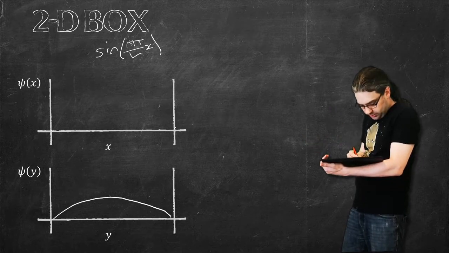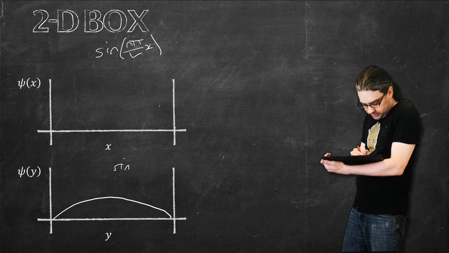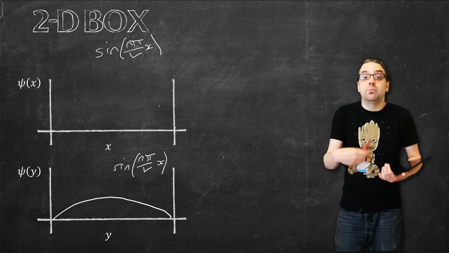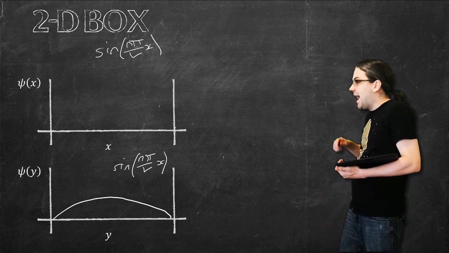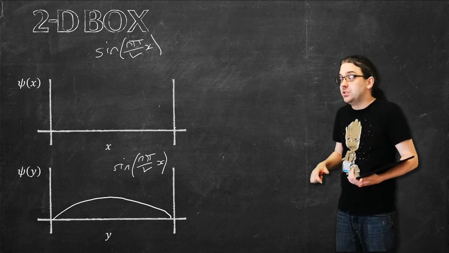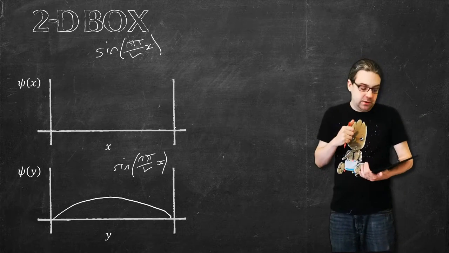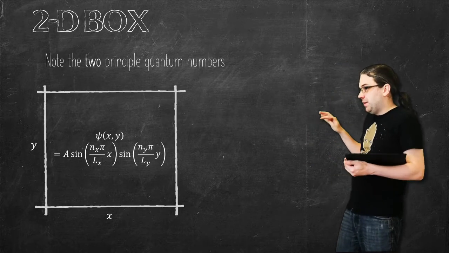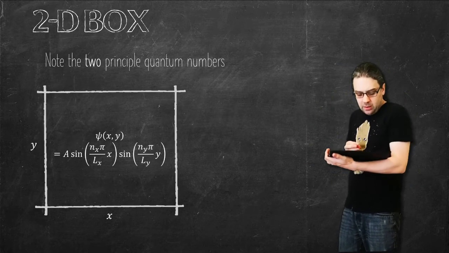We could add in another sine wave. It's exactly as before, sin(nπy/L). And we could keep ramping up the quantum number there. And to get that to work in both directions at the same time, we would need to multiply those together. So we can get a final equation that looks a little bit bigger than you might be used to of this.